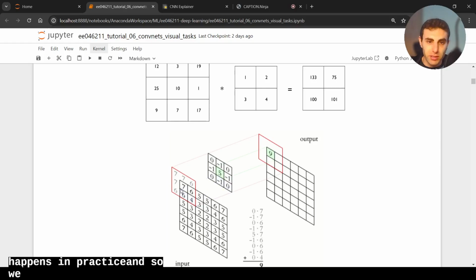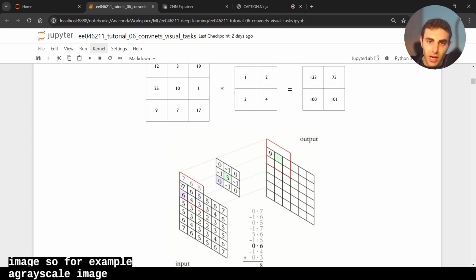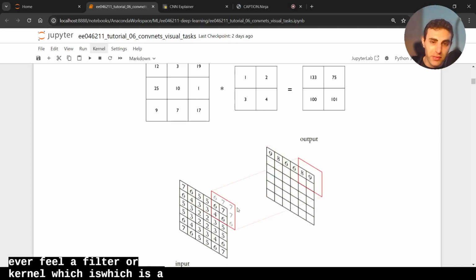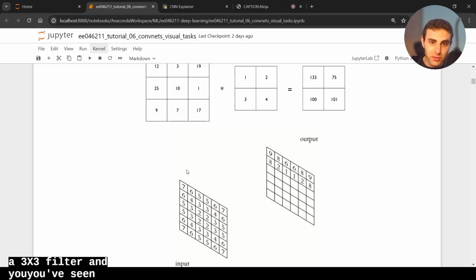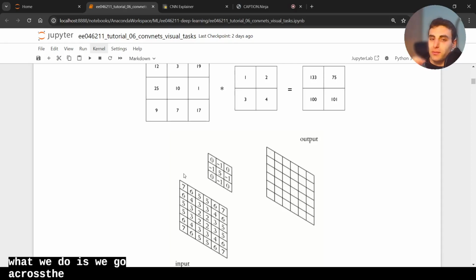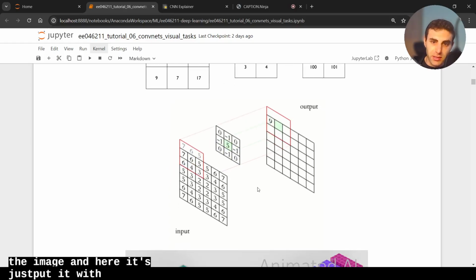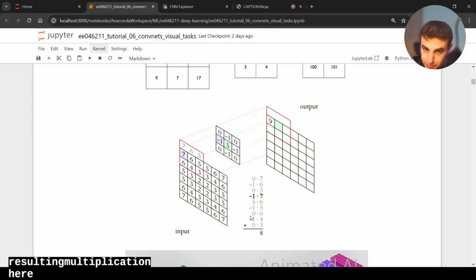So we have a single channel image, for example a grayscale image, and we have our filter, our kernel, which is a 3x3 filter, and you've seen the values of this filter just now. What we do is go across the image and perform this cross correlation operation. When we go out of bounds, we need to pad the image, and here it's padded with 0. You can see the resulting multiplication here, and this creates the output image.